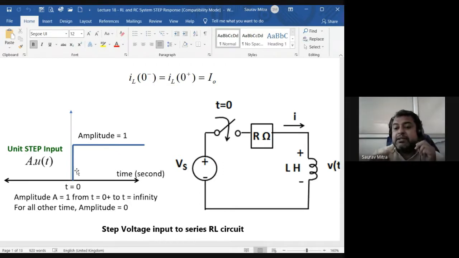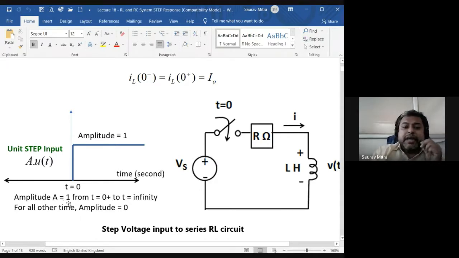So actually I am teaching you signals and systems also at the same time. So amplitude A is equal to 1 from t is equal to 0 plus. We are not saying 0, because at 0 we are not getting the output, we are getting it at 0 plus, and up to t is equal to infinity. For all other time, amplitude is equal to 0. What is the other time? In the negative time, so time t is equal to 0 up to minus infinity. There is no amplitude. So this signal is actually called a causal signal.